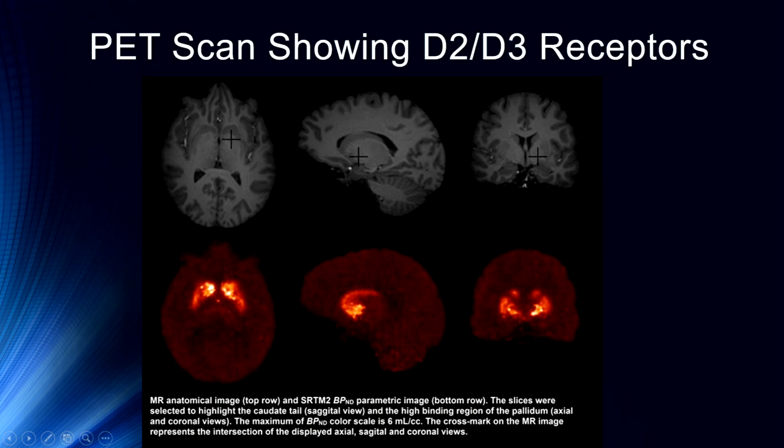bottom scan. Really, really fascinating kind of image. But these are the kinds of images you can get. So they give you a lot more information than, say, just an MRI might.